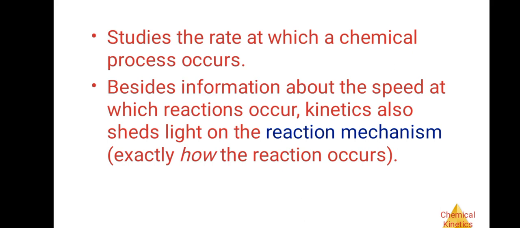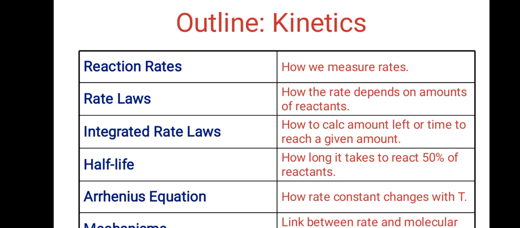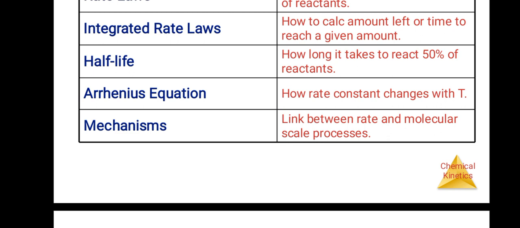And of course, this is an outline that I have put for you. We look at the reaction rates, that is how we measure rates. Then we'll look at the rate laws, how the rate depends on amounts of reactants. When we say amounts of reactants, we're simply talking about the concentration. Then we'll look at the integrated rate laws, how to calculate the amount left or the time to reach a given amount. We'll also look at the half-life, that is how long it takes to react 50% of reactants. Then the Arrhenius equation, how the rate constant changes with temperature.